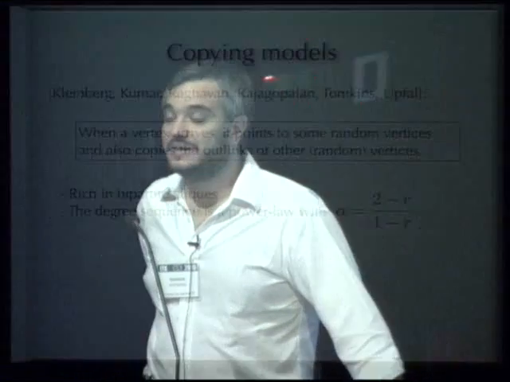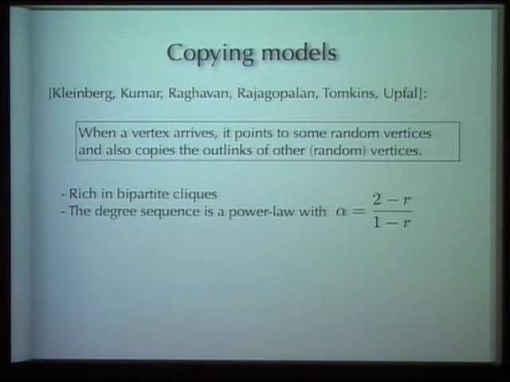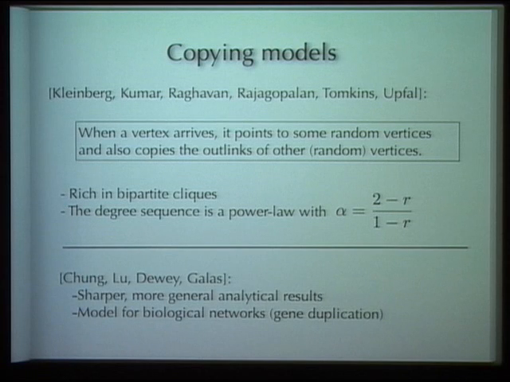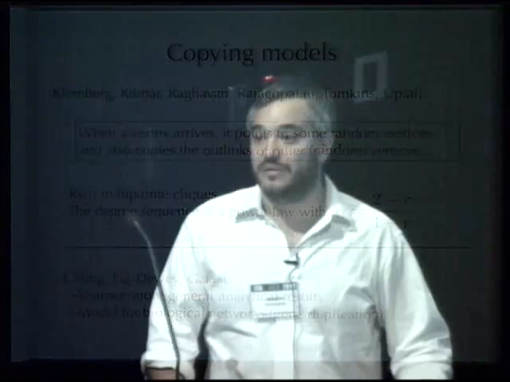One nice feature about this model is that it's quite rich in bipartite cliques, which was a feature that people discovered early in analyzing web graphs, really different from Erdos-Renyi graphs. And moreover, it was proven that you do get a power law degree sequence, where R is the fraction of vertices that you chose at random. More mathematical results about this model were later given by Chung, Lu, Dewey, and Vu, who also proposed this as a model for biological networks. The idea being that through gene duplication, it is reasonable to believe that the behavior of a certain vertex in the neighborhood will be quite similar to some other vertex.